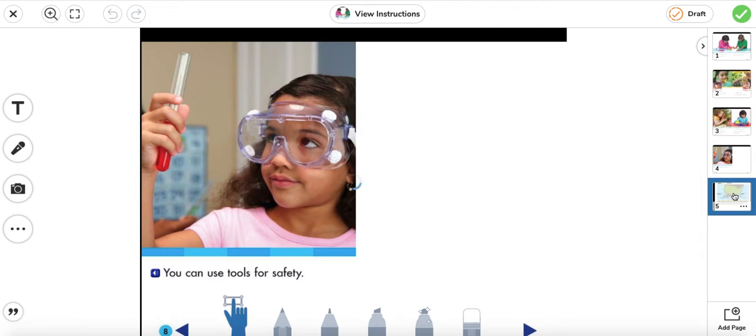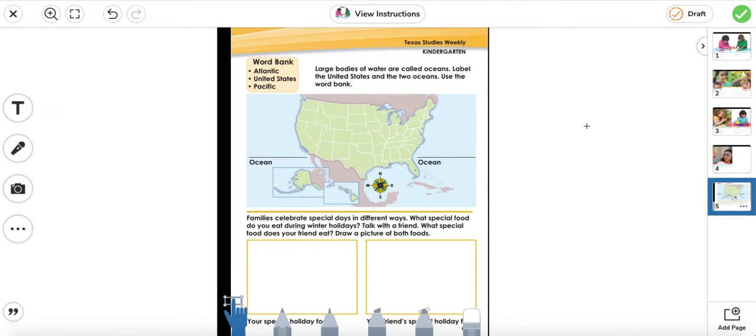Okay, we're going to move on to social studies. We've been talking about maps and globes and reviewing some of the previous lessons. So today we have large bodies of water are called oceans. Label the United States and the two oceans. Use the word bank. So here we have Atlantic, United States, Pacific. So looking here, can you tell me where the Atlantic Ocean is?